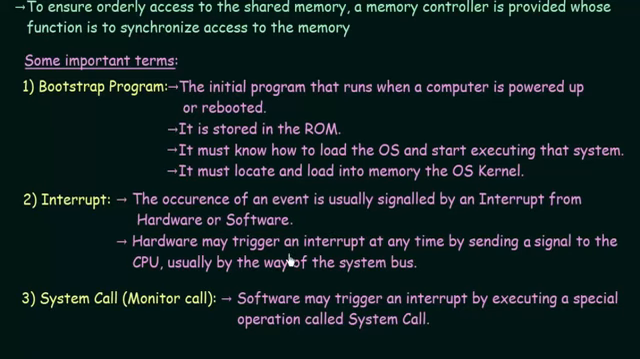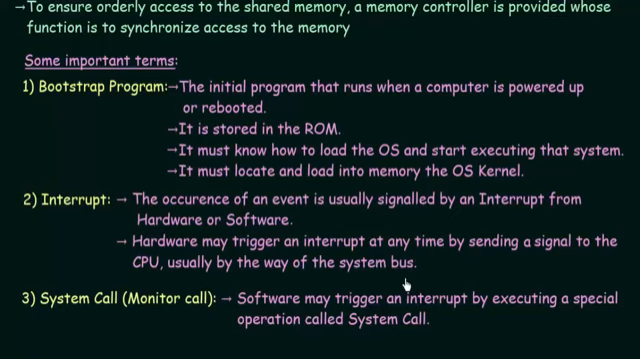So the hardware may trigger an interrupt at any time by sending a signal to the CPU, usually by way of the system bus. We have different hardware in our system, and that hardware can trigger an interrupt. It can interrupt, and how does it do that? It sends a signal to the CPU. And how can it send a signal to the CPU? By way of a system bus, through the system bus.